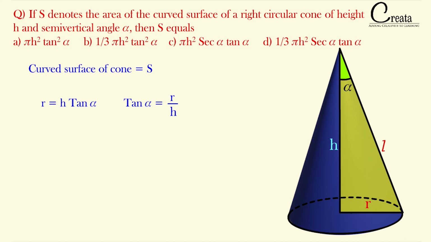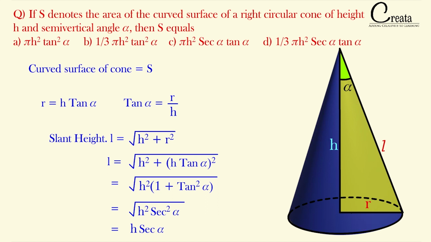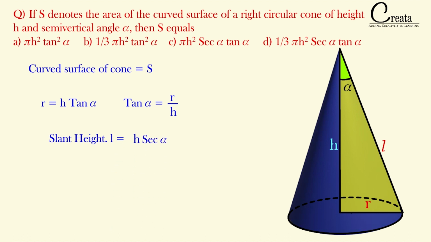Can we calculate the slant height L? L will be equal to root of h square plus r square, that is we have applied the Pythagoras theorem. Here let's replace r with h tan alpha. We got L as root of h square into 1 plus tan square alpha. And we know 1 plus tan square alpha is equal to sec square alpha. We have applied the trigonometric identity formula. Got it? Further, we got the slant height L as h sec alpha. So we got radius r as h tan alpha and L, that is the slant height, as h sec alpha.